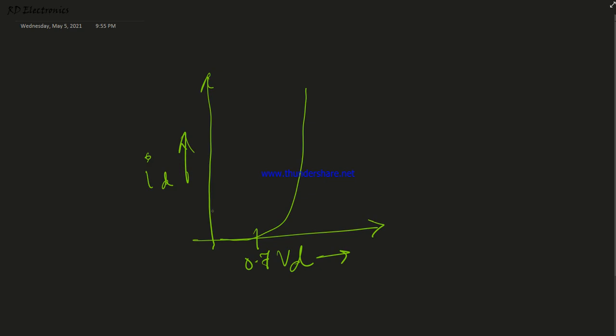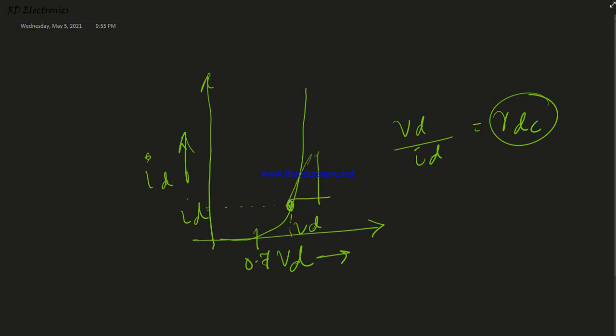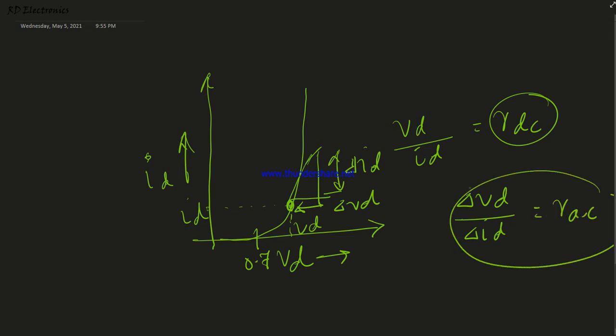Now from these characteristics, if we take any point here, then at this point we get two values. Here this is the value of voltage and this is the value of current, and the ratio of this voltage and current is known as RDC. That means this is known as DC resistance or static resistance. And if we take delta here, changes of current, delta ID, and this is delta VD, the ratio of delta VD by delta ID is known as RAC. That means it is also known as dynamic resistance.